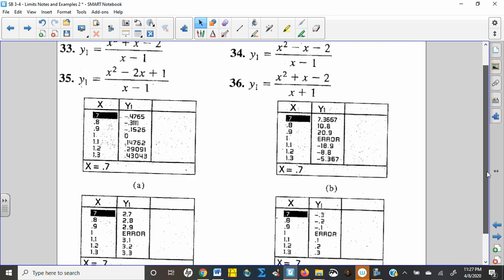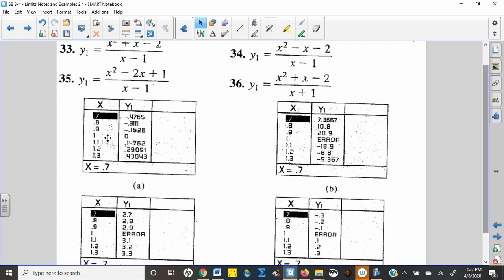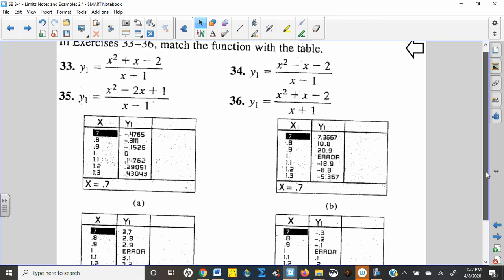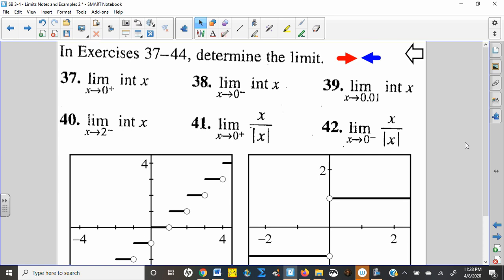I mean, the one thing that I see right away is only one of these is defined at 1. This table A, is 0. The rest all have errors. Well, that's because you can't divide by 0, right? So A would have to fit with 36, because that's the only one that if you plug in a 1, you don't get a 0 in the denominator. So, those are the kinds of things you need to look for.